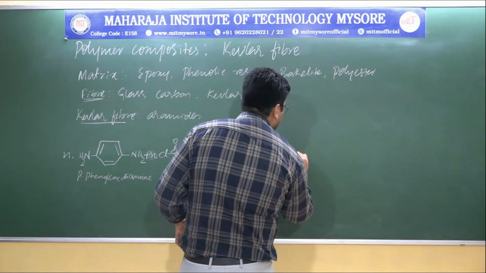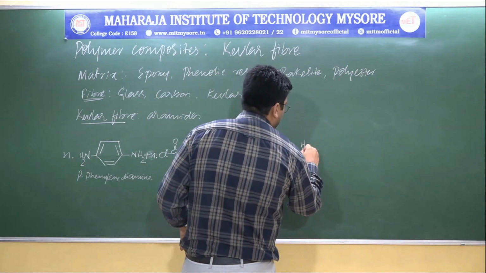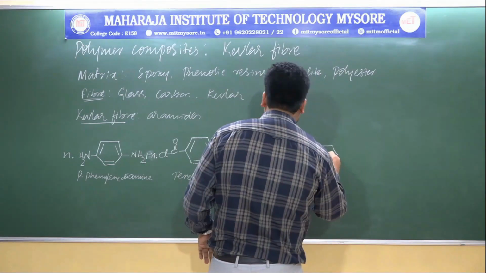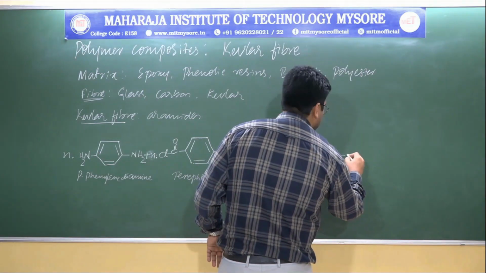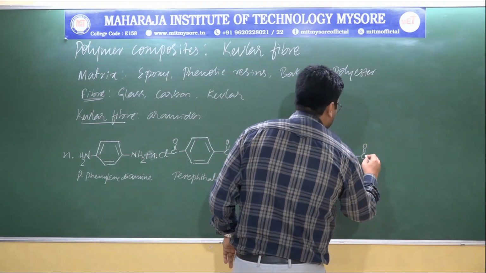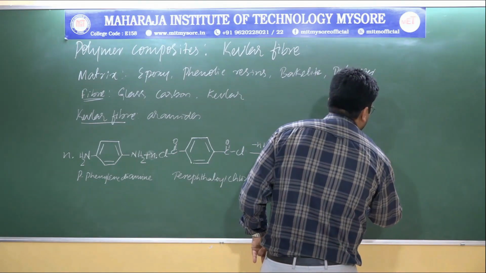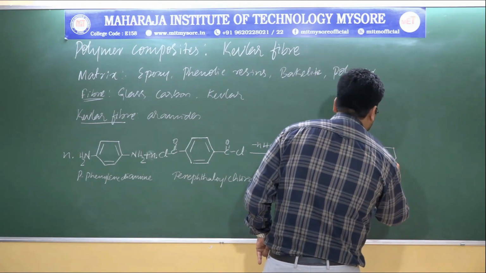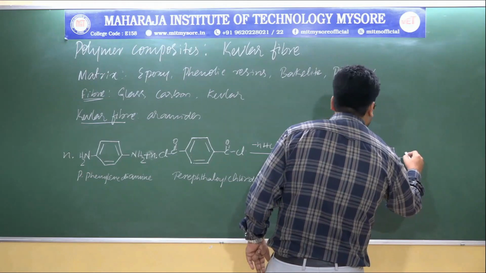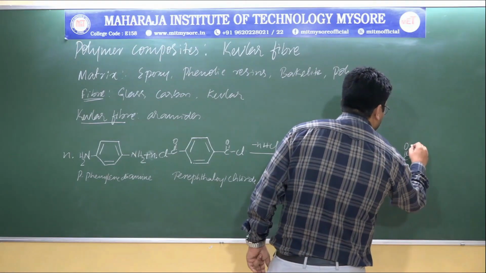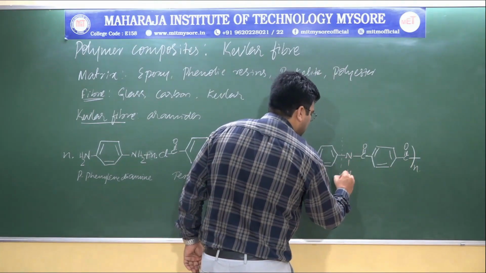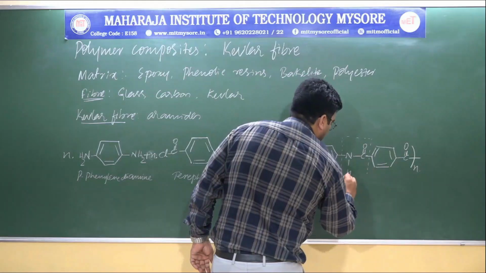So you can write NH, and then a phenyl ring, then NH, and C double bond O, and then once again a phenyl ring, and C double bond O, n times. So this particular group is called the amide group.